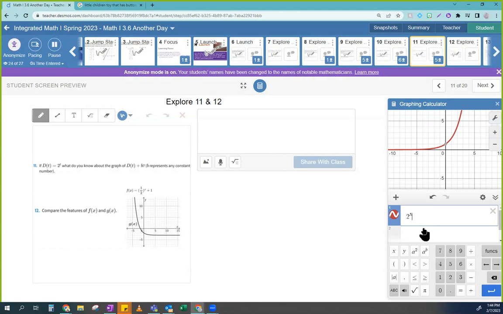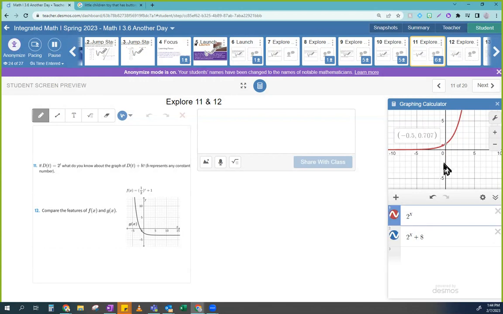Okay. And just so that we're all on the same page, I'm going to graph both of them here, and then I'm going to grab plus 8. Is this what you thought would happen? You're like, Michelle, nothing happened. He's like up here. You guys all see it?